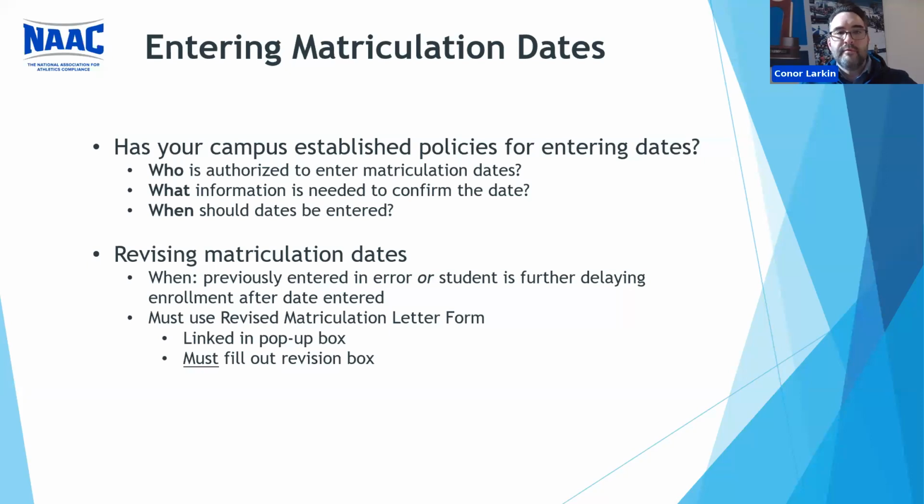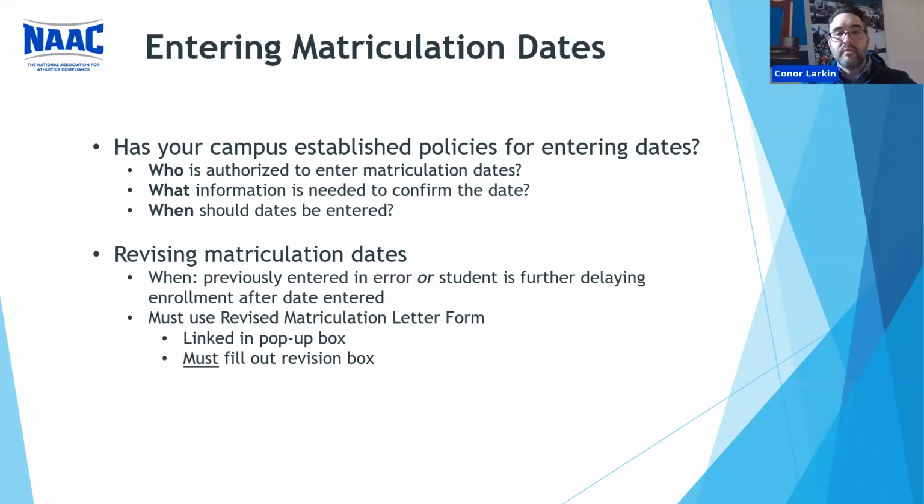Now, when you submit that, you would need to have this form filled out by your admissions or registrar's office. And they would also need to fill out the revision box at the bottom explaining why you're changing these dates. So for instance, maybe the student has delayed, or perhaps you got mixed up and just entered the wrong information, or perhaps your admissions office discovered that the student was in fact enrolled in higher education at an international university, and you need to revise those dates. That's the type of information you would need to put in that box.